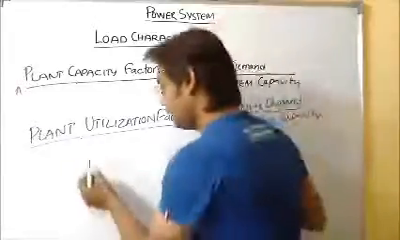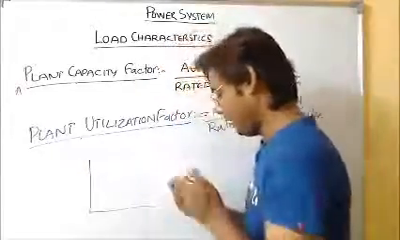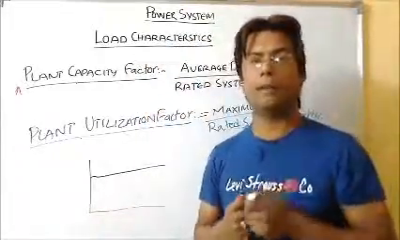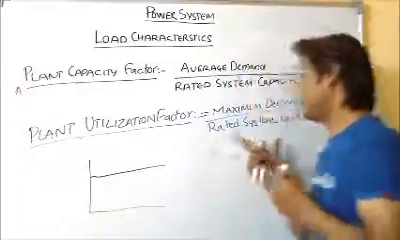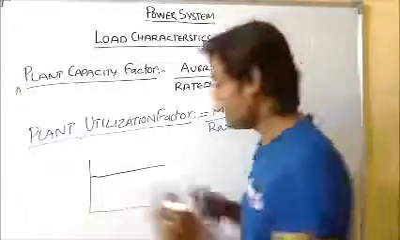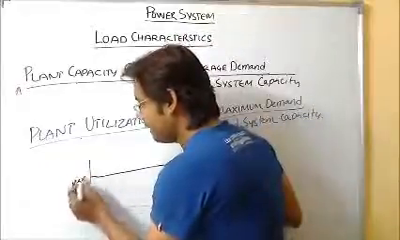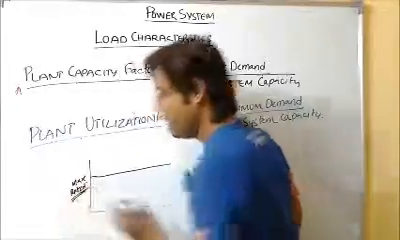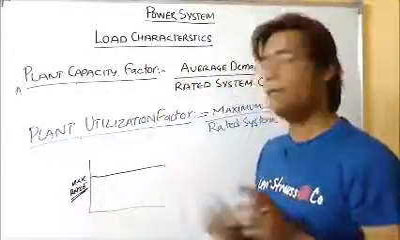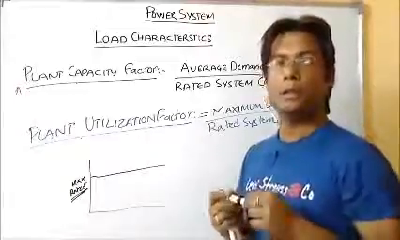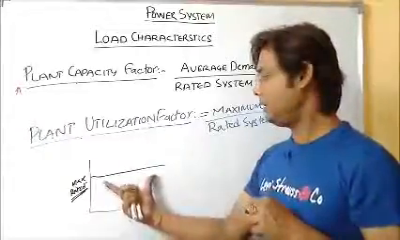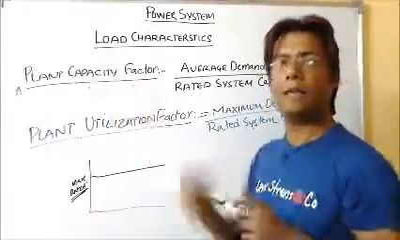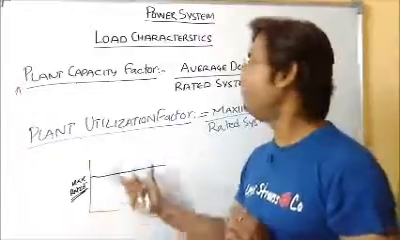So for that, I should have a load curve somewhat like this. If the total installed capacity is equal to the maximum demand of the system, and suppose this is my maximum demand and this is also my rated system capacity, at that time the plant utilization factor will be 1. And since this is also the average demand, at that time the plant capacity factor would be as high as possible. So it is also equal to the plant capacity factor.